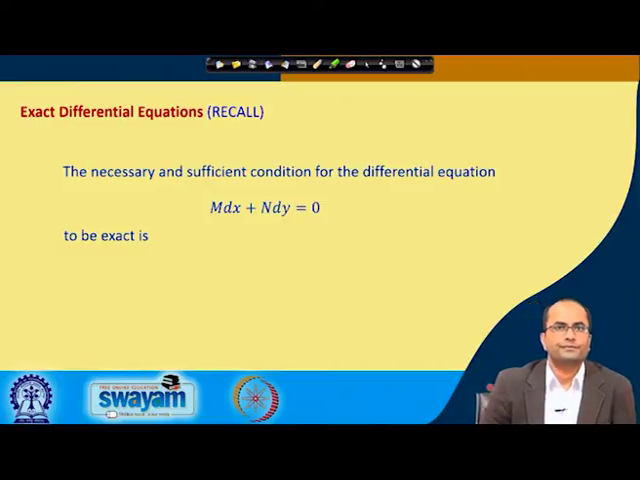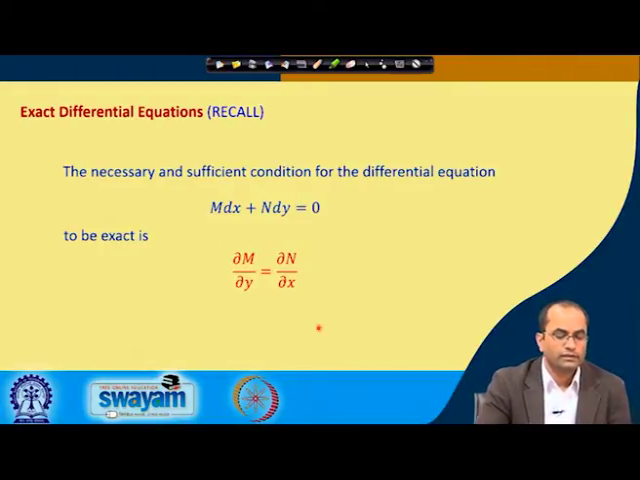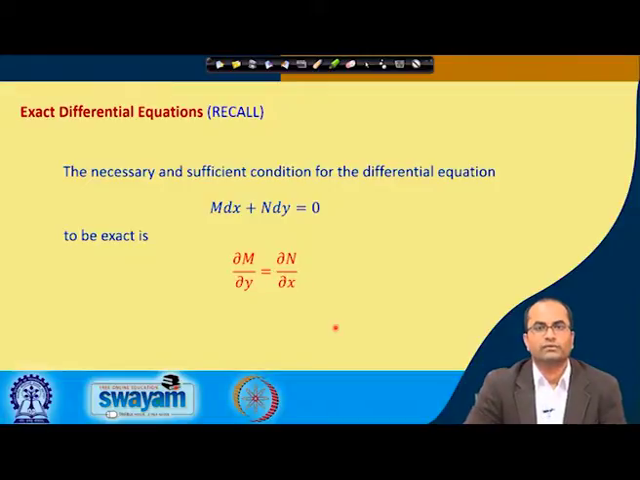Just to recall, we have the necessary and sufficient condition for exactness. The differential equation M dx plus N dy equal to 0 is exact when del M over del y equals del N over del x. This was necessary and sufficient, meaning that if this condition holds, then the differential equation must be exact, and if the equation is exact, then this condition must hold.